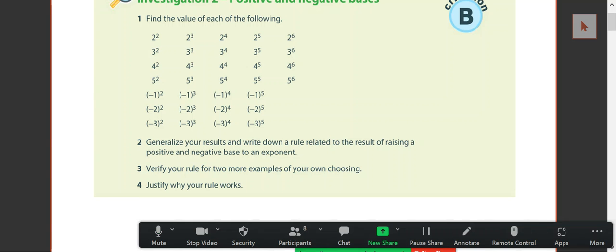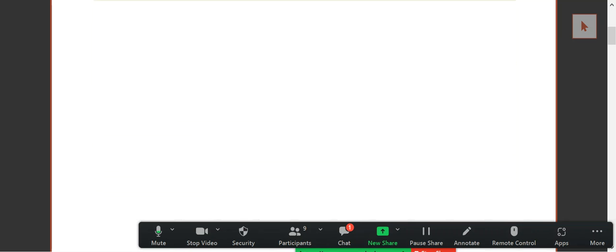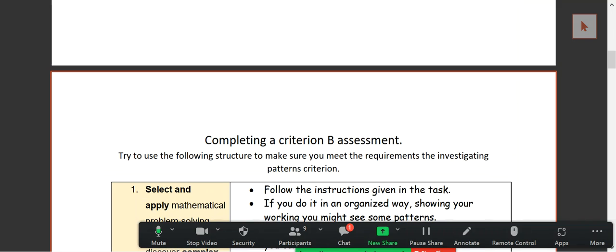You've got to find the value of each one. It just checks that you know what these exponents mean. Then you have to generalize your results, write down a rule related to the result of raising a positive and negative number to an exponent, and then verify your rule with two more examples of your own choosing. What we really want to do today is look at generalizing, verifying and hopefully justifying why your rule works, because I've put another sheet on Teams for you.